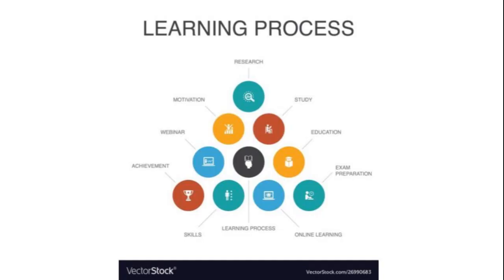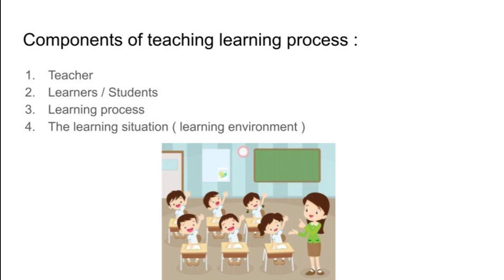In this slide, we will see which are the components of the teaching learning process. Majorly there are four components. First one is teacher, second one is learners or students, third one is learning process, and last but not least the learning situation or the learning environment.